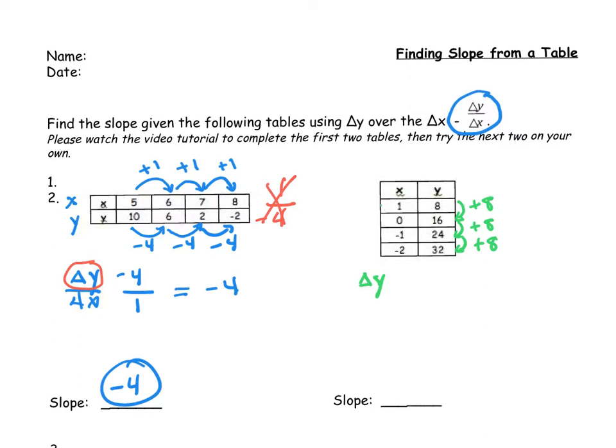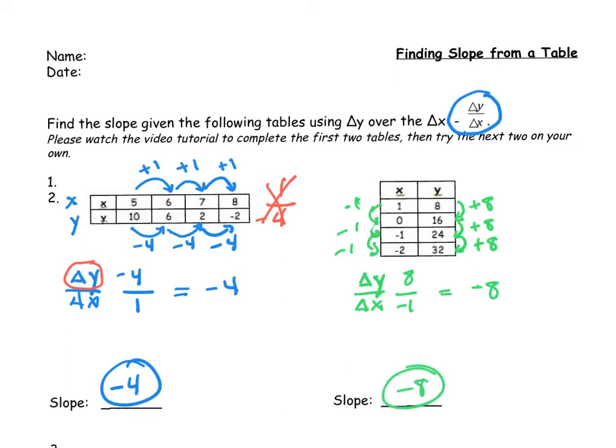I'm going from 1 to 0, so I'm going down 1, and from 0 to negative 1 would also be down 1. Let me erase that. That should be minus 1. So this is minus 1, this next change is minus 1, and this next change from negative 1 to negative 2 is minus 1. So in this case, the change in y is 8, the change in x is negative 1. So when we simplify this, this will be negative 8.